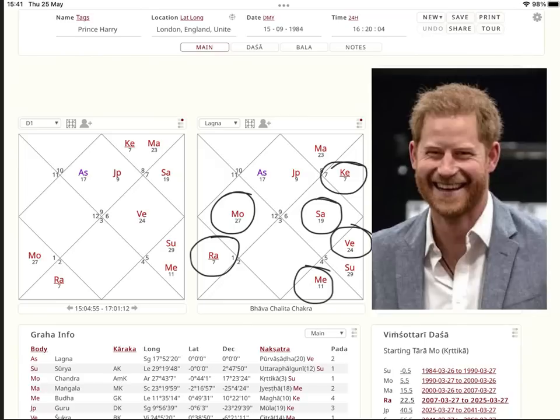Six planets, everyone, are changing. Ketu's gone backwards. Saturn, Venus, Mercury, Rahu, Moon, they're all changing house. So from Prince Harry's Lagna perspective, in this Bhava Chalit chart, he is seeing his life differently to the actual karmas which are manifesting. It's a perception, a Lagna perception difference. Let's discuss this to understand.